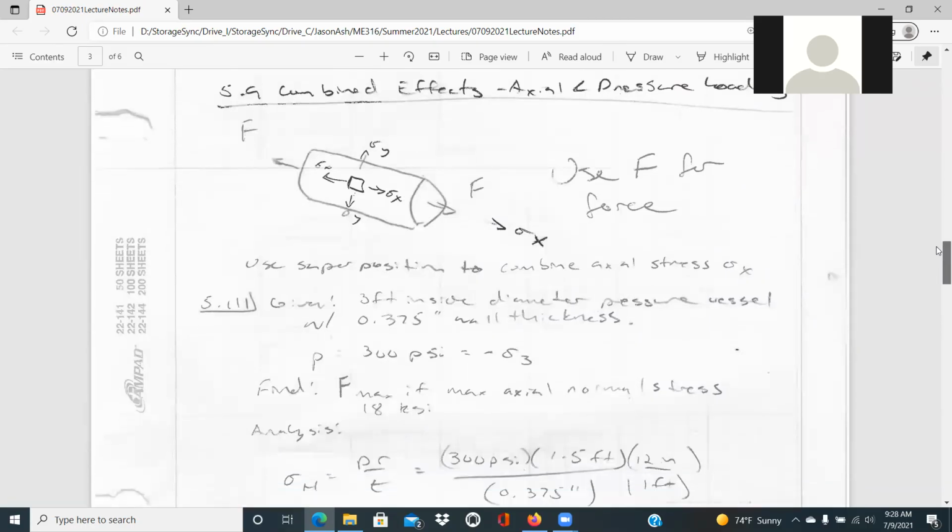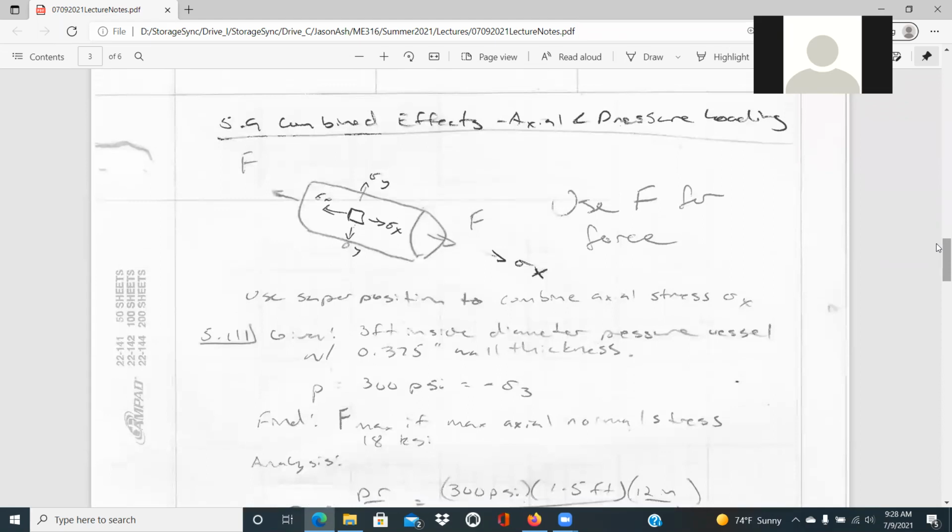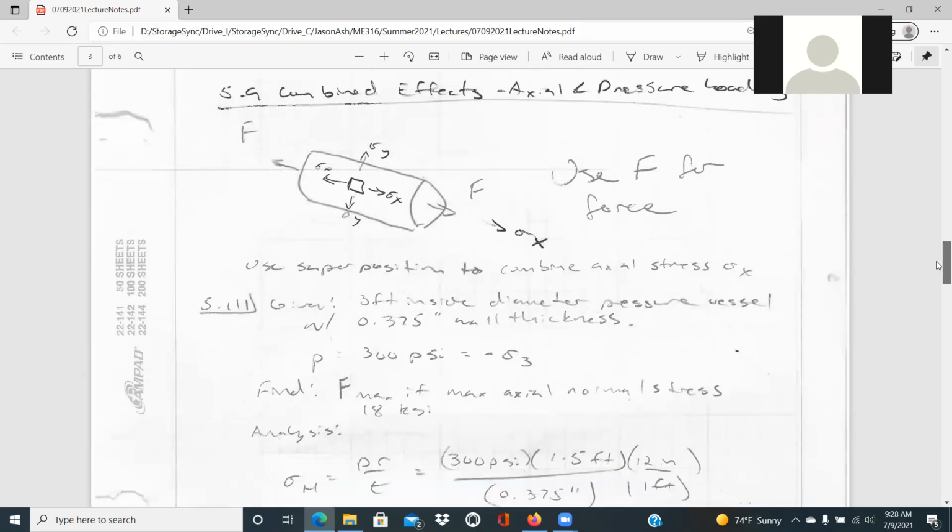And then when we start looking at combined effects, we could have, say, an axial loading and a pressure loading. This 5.9 comes from a different textbook, and the problem itself comes from a different textbook. But if we have a pressure vessel that's subjected to an axial force as well, here I'm going to use F for force instead of our capital P that we used back when we discussed axial loading, because we want to use the lowercase p for pressure. And so that'll help us avoid confusion there.